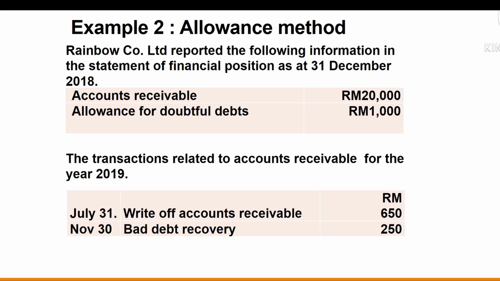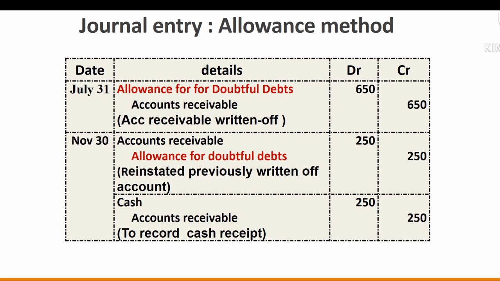So we have to record the journal entry using the allowance method. The first step, you can see that we debit allowance for doubtful debts and credit account receivable. This is the date of 31st July. We have to write off account receivable. And on the 30th of November, it is discovered that there is bad debt recovery.